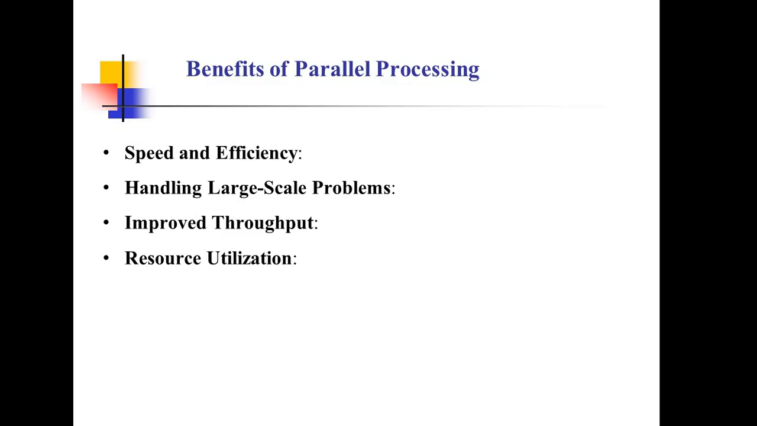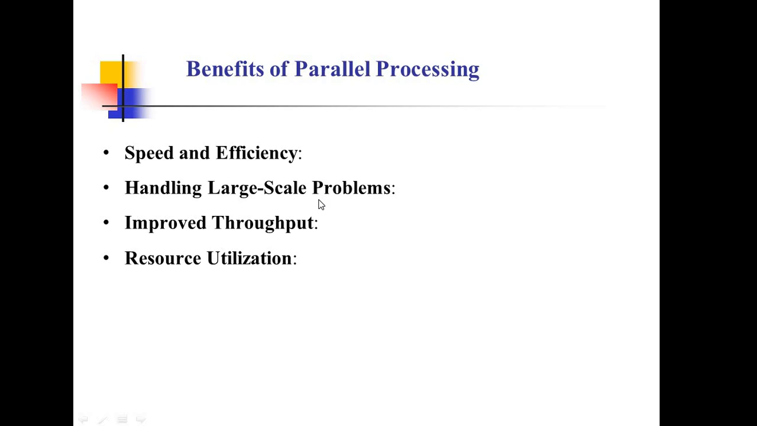Last topic is the benefits of parallel processing. First one is speed and efficiency. By dividing a large problem into smaller tasks and solving them concurrently, parallel processing can reduce the time needed to solve the computation problem. Next one is handling large scale problems. Parallel processing is essential for problems with large datasets or complex computation, for example, scientific simulation, big data analytics, and machine learning.